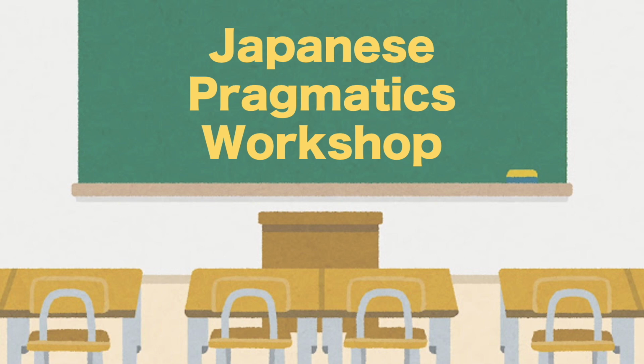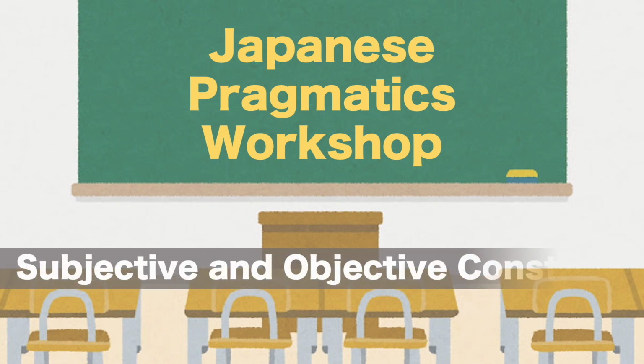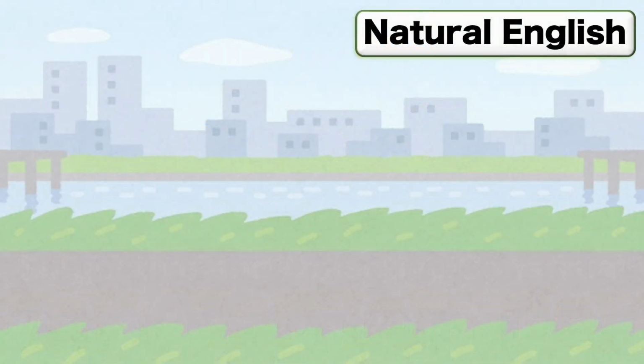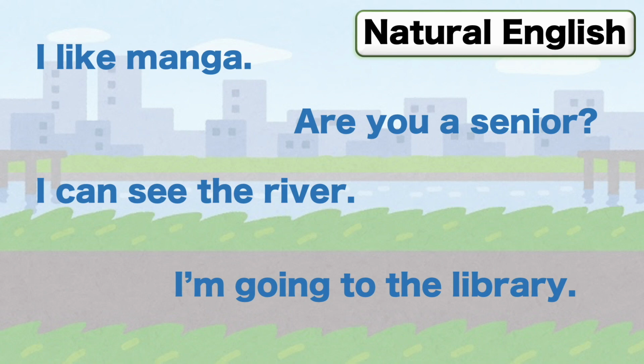In this lesson, we'll learn a new concept called subjective and objective construal. The most common linguistic phenomenon related to this concept is the use of the first person in Japanese through watashi, atashi, boku, and ore. And this is a core part of the Japanese language. Let's get into it by starting with an exercise. How would you say these utterances in Japanese?